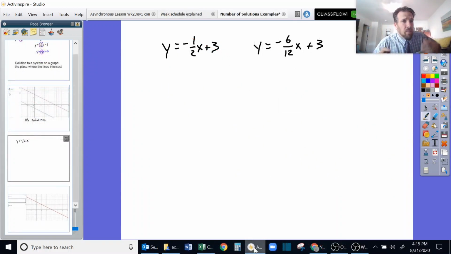In this next example, you'll see another situation where two lines are given that have the same slope, but we actually get a slightly different result than what we got in the first example. So here I've got y equals -1/2 x plus 3.